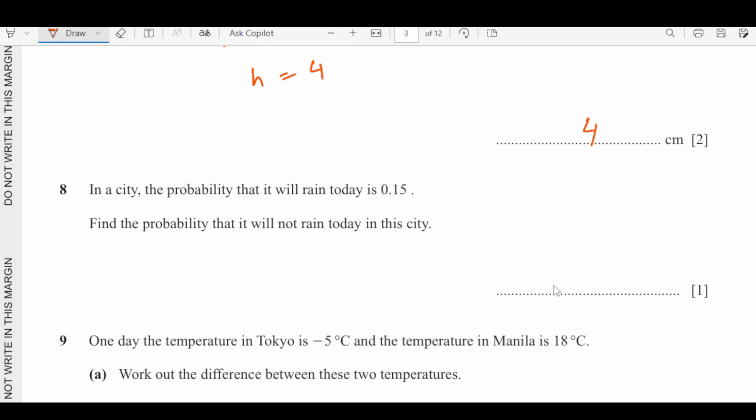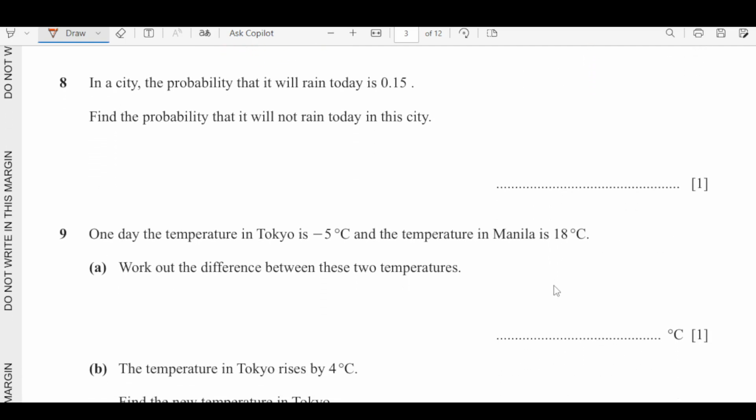Now number 8, in a city the probability it will rain is 0.15, find the probability it will not rain, right? So that is 1 minus 0.15, it is 0.85. You see, this paper is very simple, guys.